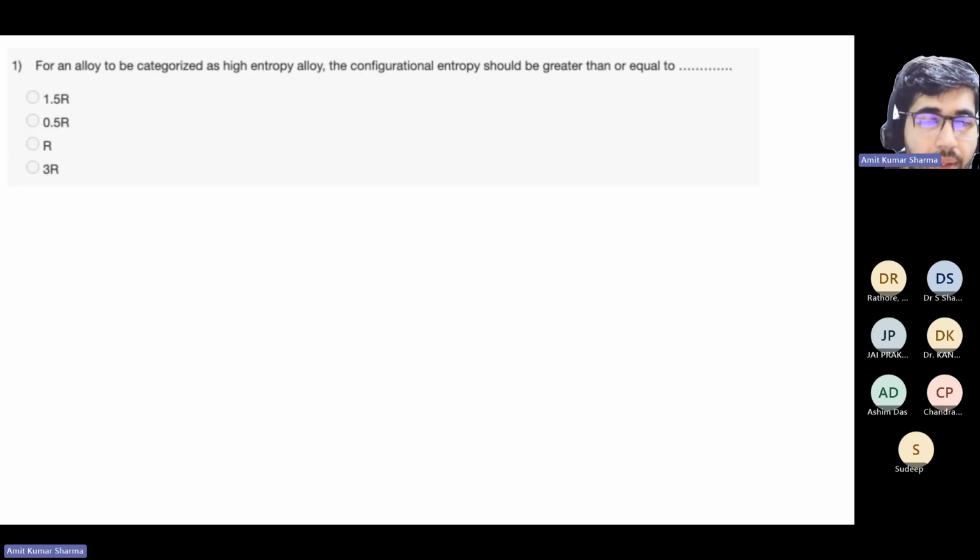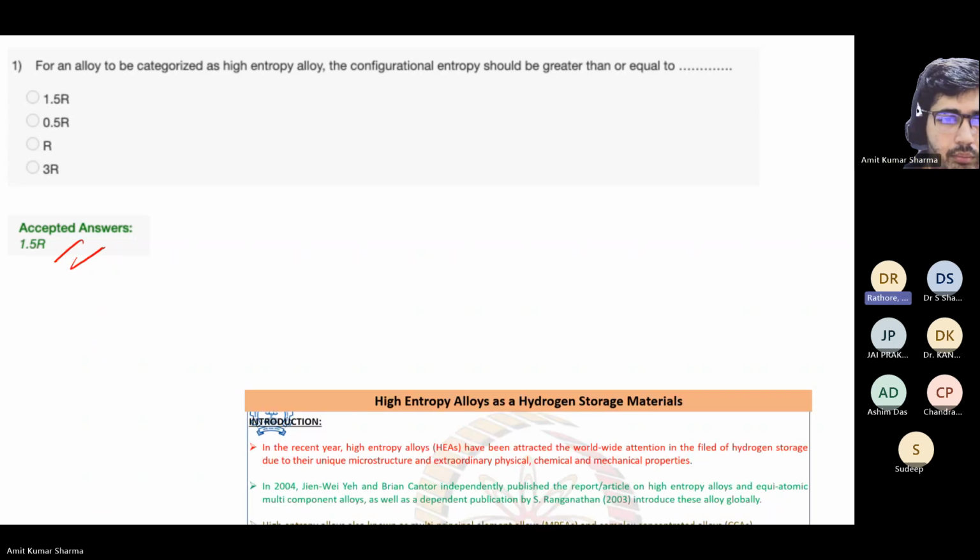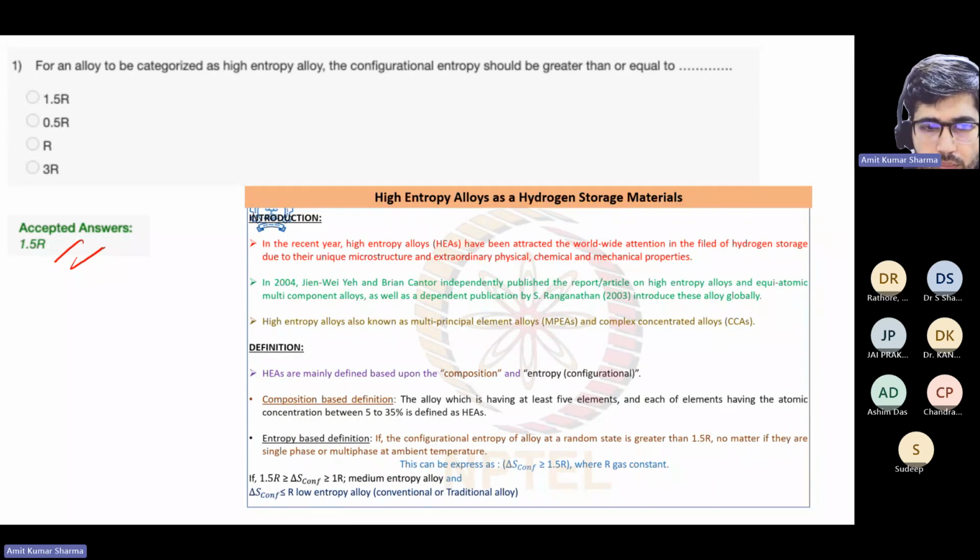Anybody? We covered this in our first or second slide. Okay, so the correct answer is 1.5 R. If it is greater than or equal to 1.5 R, it will be a high entropy alloy. If it is between 1 R and 1.5 R, it is a medium entropy alloy. If it is less than R, then it is a low entropy alloy.